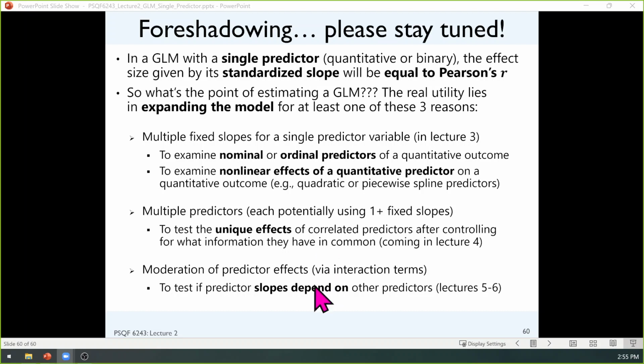And that will especially be the case when we start introducing the idea of moderation at the end of the course, which is the idea that the relationship between a predictor and an outcome depends on the values of the other model predictors. So that's coming later on. But all of these situations form the rest of the course in terms of how you would answer a research question under these scenarios. Pearson's correlation isn't going to do it for you.